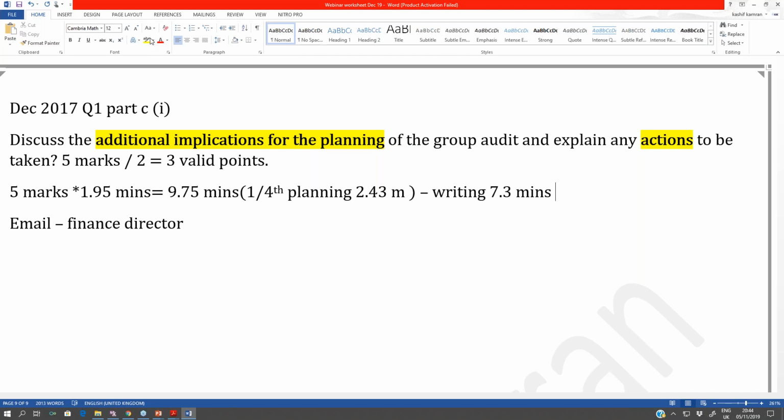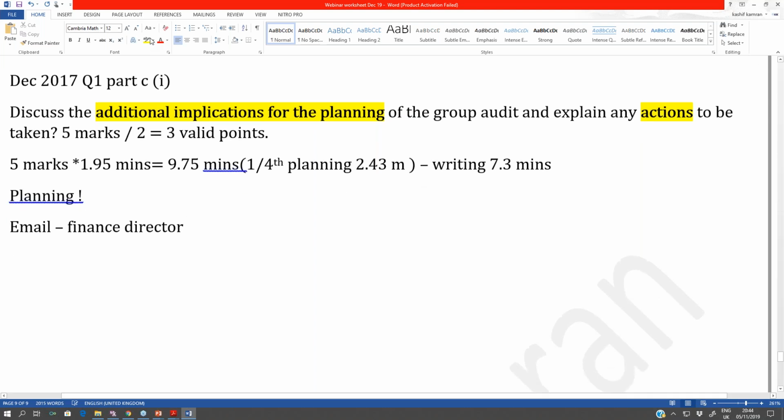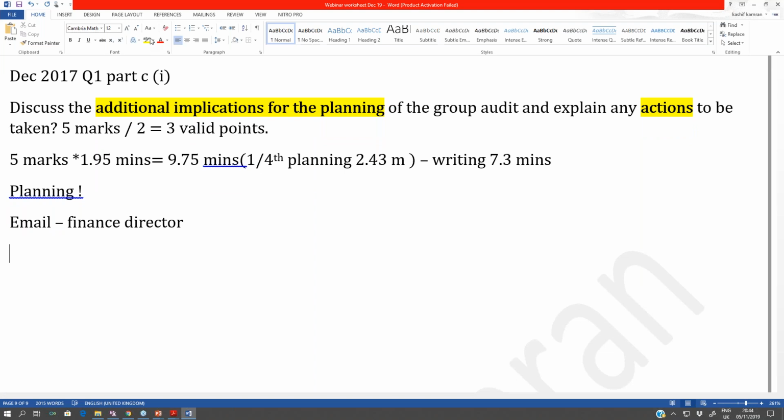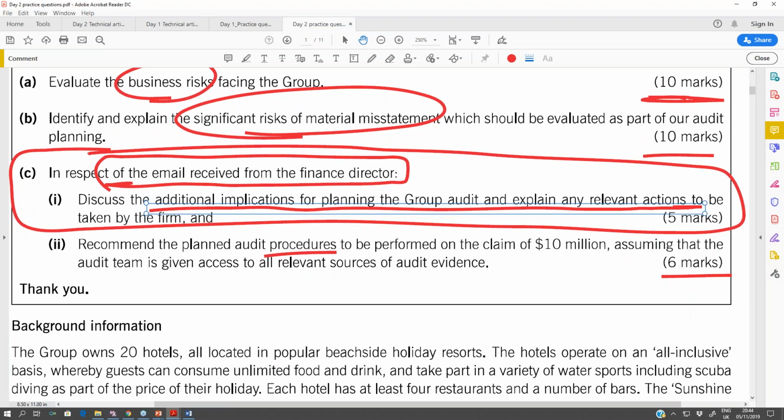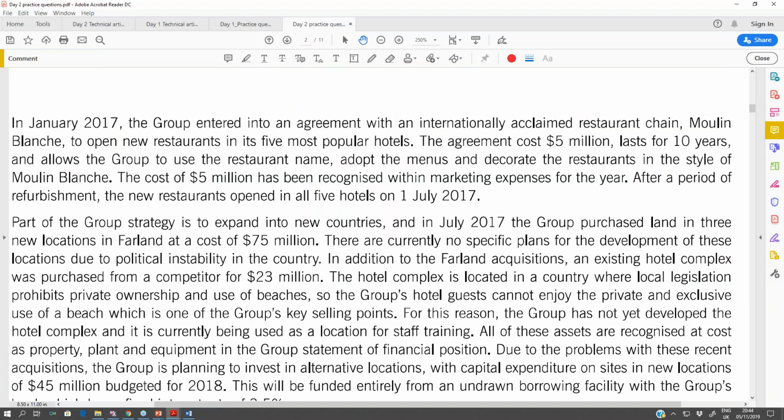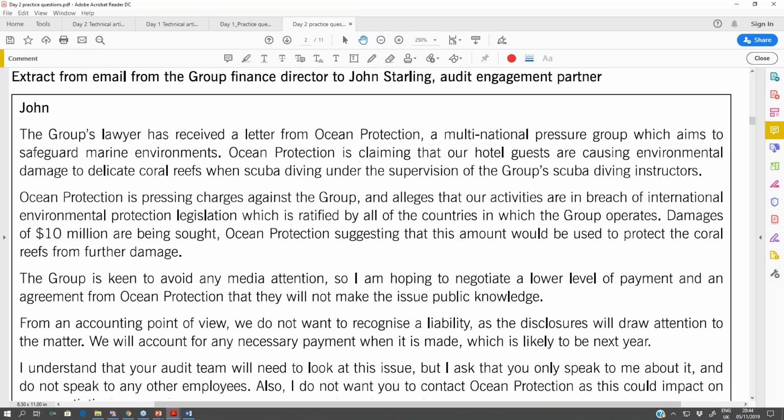Now let's see what's in the email of the director and what we can do in terms of planning. So let's first do the planning from the email of the finance director. We need to discuss the implications for planning, right? So let's see what's so special in the email which will be affecting our planning and the actions to be taken. Let's go down and read the email. Here is the email in front of your screen. Extract from the email from the group finance director to John, the partner. Let's see what the director has emailed to the partner.